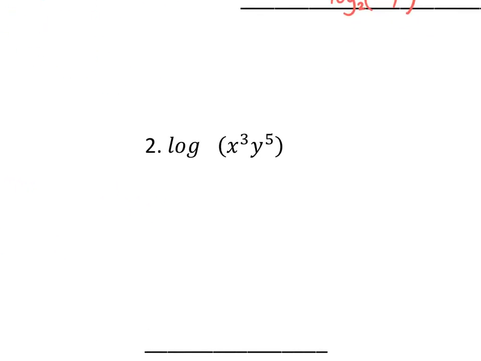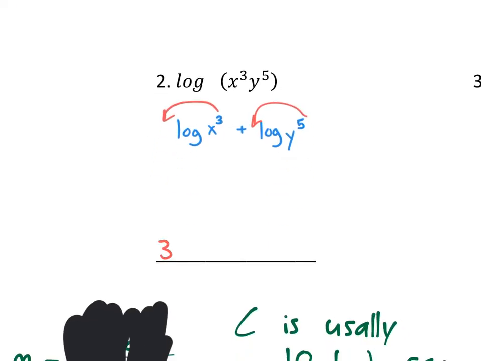So, checking this one out, I see we've got multiplication. So I could do log base 10 of x to the third plus log base 10 of y to the fifth, and then use the property to where if I have an exponent inside the logarithm, we can move it out front. So this would be 3 log of x plus 5 log of y.